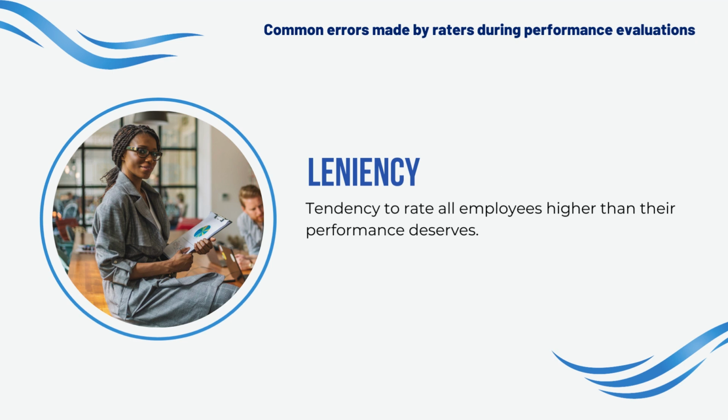Okay, another error is leniency or the leniency bias. It's a type of bias that occurs during performance appraisal when raters consistently rate individuals higher than their actual performance merits. This bias tends to occur because raters want to avoid conflict or discomfort that might arise from giving low ratings.